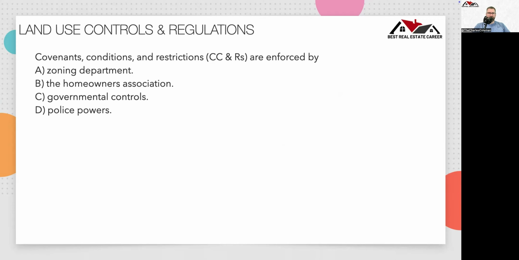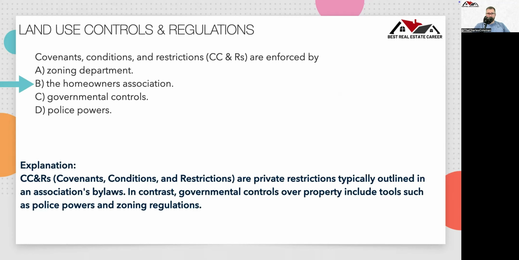Covenants, conditions, and restrictions, CC&Rs, are enforced by B. CC&Rs are private restrictions typically outlined in an association's bylaws. In contrast, governmental controls over property include tools such as police powers and zoning regulations.